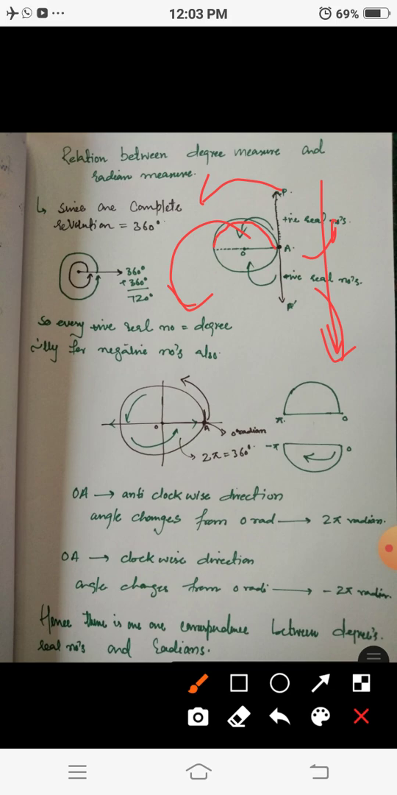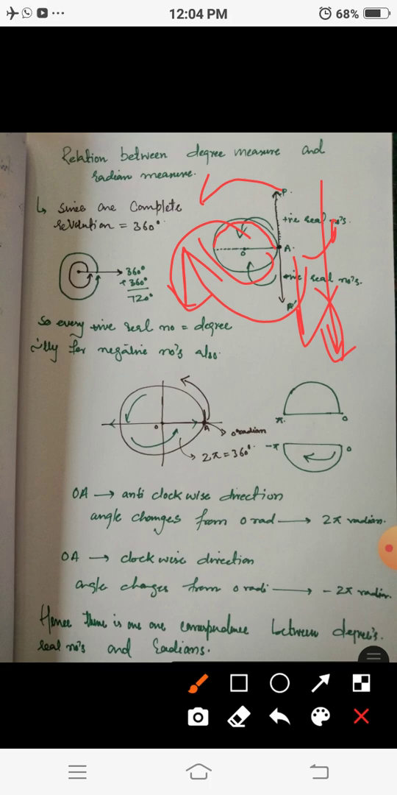Similarly for negative, if we rotate this line, that is the negative axis, along the clockwise direction, from here to here, each point on this semicircle represents the angle in radians. So we can have negative numbers also, which we can represent through radians. This means that we can convert positive radians into positive degrees, and negative radians into negative degrees.